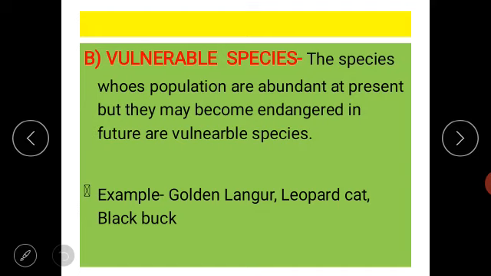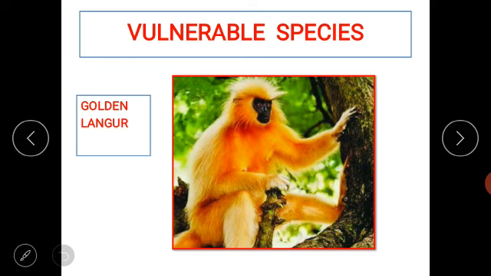Next, vulnerable species. The species whose populations are abundant at present but may become endangered in the future are vulnerable species. Means right now a considerable population of such organism is there, but in future they will become endangered and extinct. So that is called vulnerable species. Example is golden langur, leopard cat, black buck, etc. Here I have shown you the image of golden langur, a vulnerable species. Now the considerable population is present, but in future they may become endangered and then extinct.